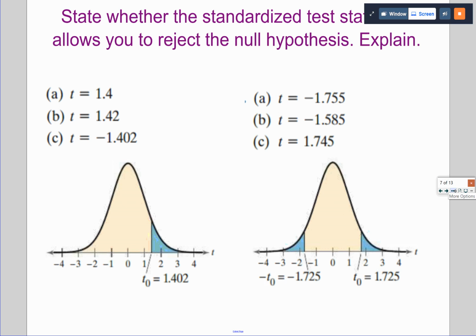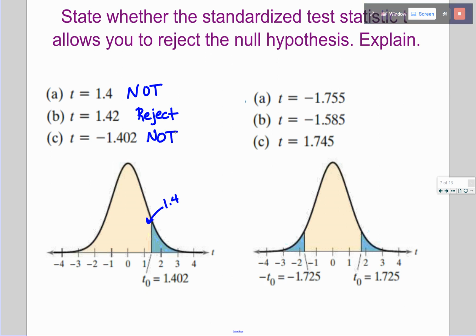Well, where's 1.4? Is it in the shaded region is the question. No. It's not. It's a little bit less than 1.402, right? So it's going to be to the left of it. So it'll be like right in there. 1.4. So we would not reject. 1.42, reject or not reject? That would be a reject. What about negative? We would not reject.